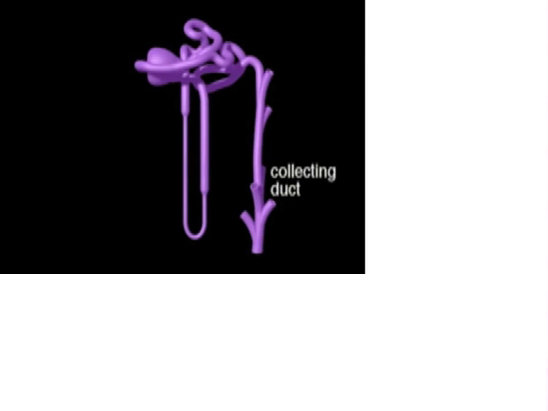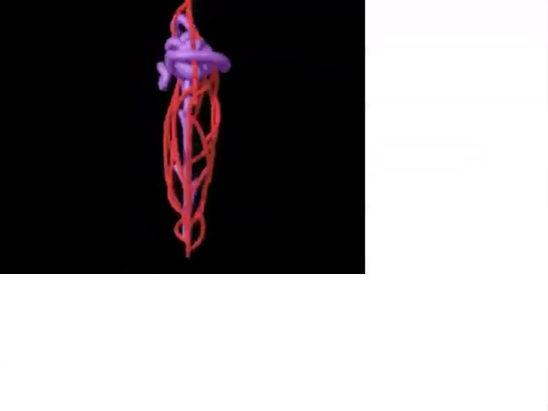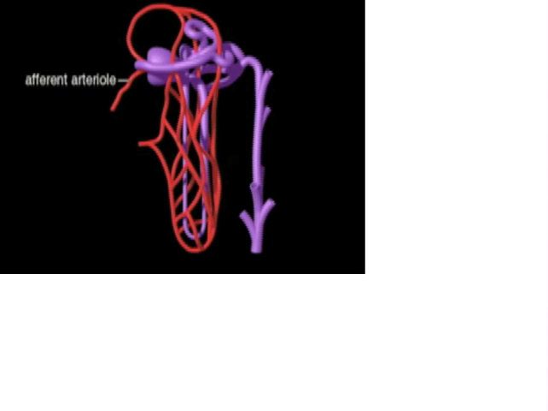Connecting tubules from many nephrons empty into each collecting duct. Blood reaches the glomerular capillaries through the afferent arteriole. Blood then leaves the glomerulus in the efferent arteriole, which supplies a network of peritubular capillaries. From the peritubular capillaries, capillary loops, the vasa recta, extend alongside the loop of Henle.